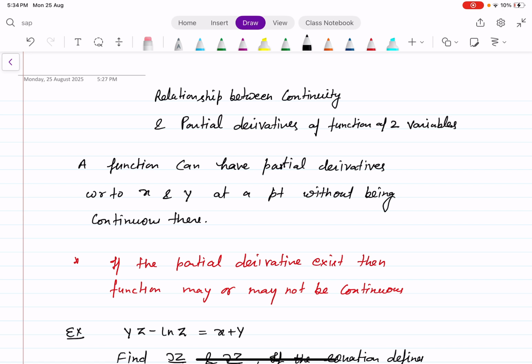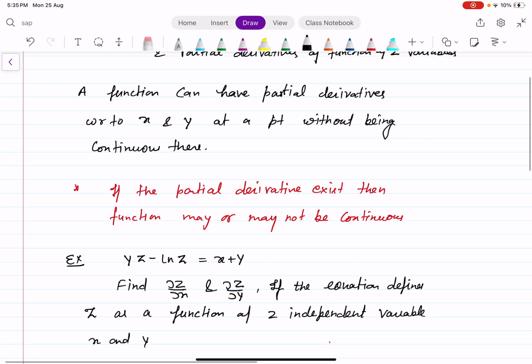In a function of two variables, if the partial derivative of a function exists, then the function may or may not be continuous. That means a function can have partial derivatives with respect to x and y at a point without being continuous at that point. So the partial derivative may exist even though the function is not continuous. This is different from the case of one variable. In that case we cannot conclude anything about continuity. The function may or may not be continuous.